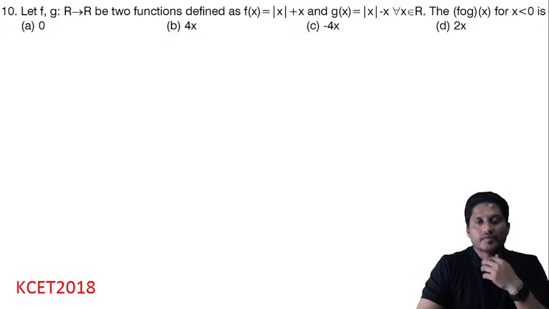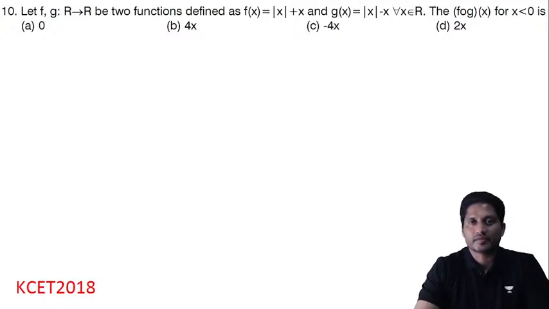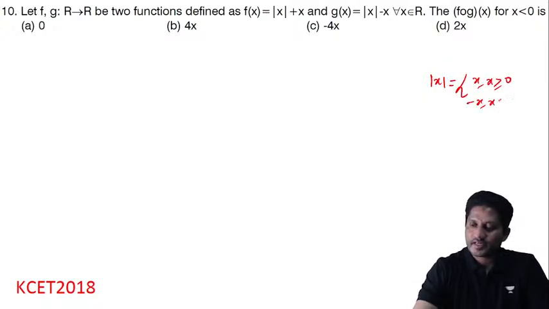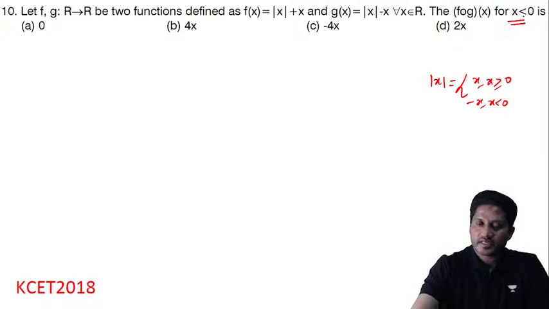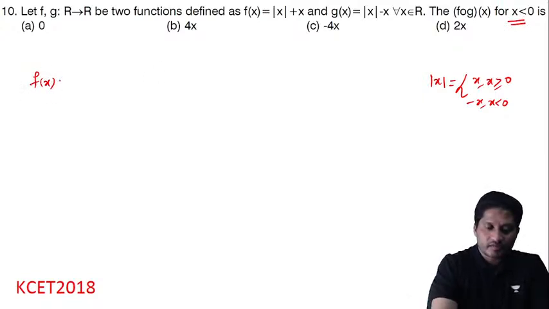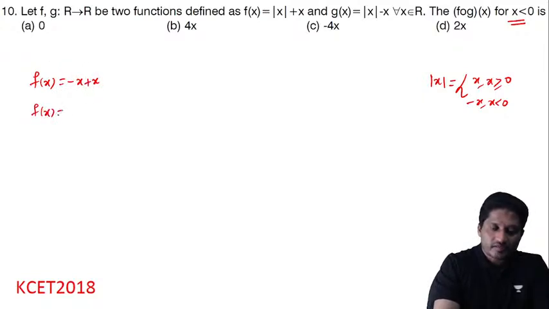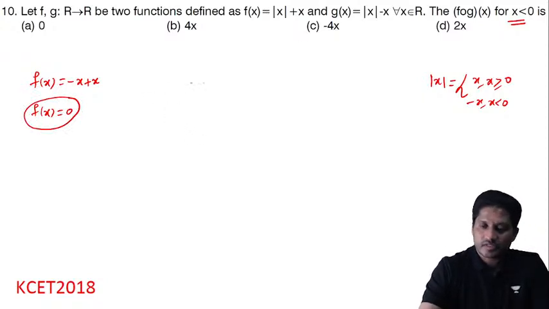F, G are functions from R to R. F of x is equal to mod x plus x, and G of x is equal to mod x minus x. We know that mod x is x when x is positive, and when x is negative, mod x is minus x. It is given in the question that x is negative. If x is negative, mod x will be equal to minus x. So f of x is equal to 0. Now g of x is equal to minus x minus x, so g of x is equal to minus 2x.